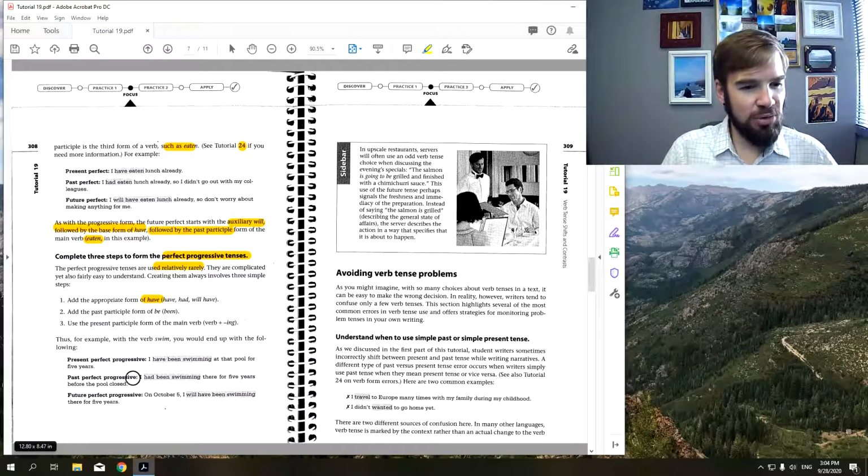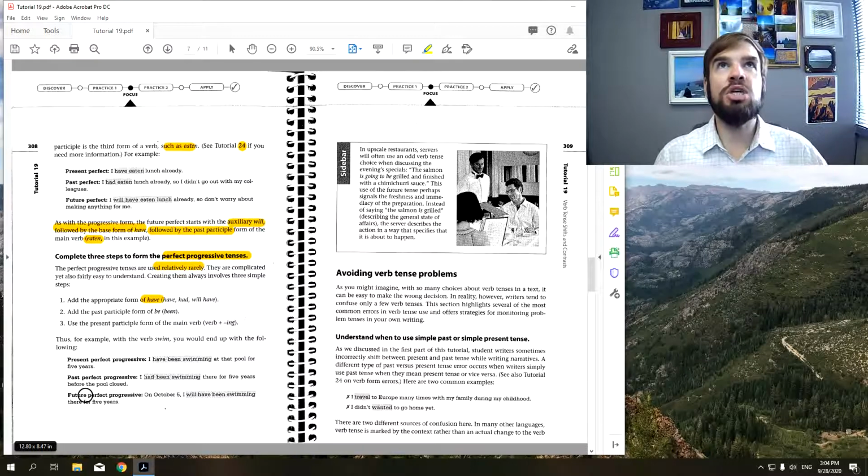Past perfect progressive: I had been swimming there for 5 years before the pool closed. Future perfect progressive: On October 5th, I will have been swimming there for 5 years. And again, notice have, present; had, past; will have, future.